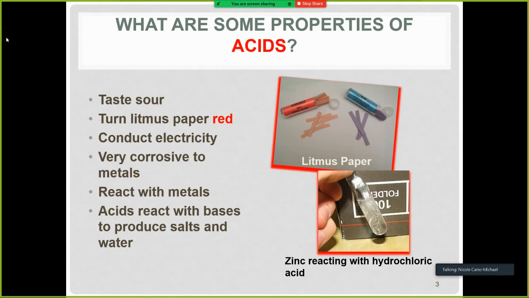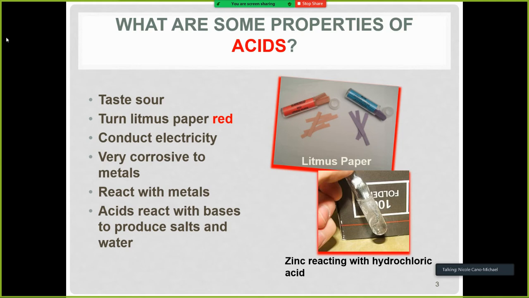Litmus paper is a tool that scientists use to test for acids or bases. There is red litmus paper and there's blue litmus paper. If you put red litmus paper in an acid, it stays red. If you put blue litmus paper in an acid, it turns red. So acids always turn litmus paper red.